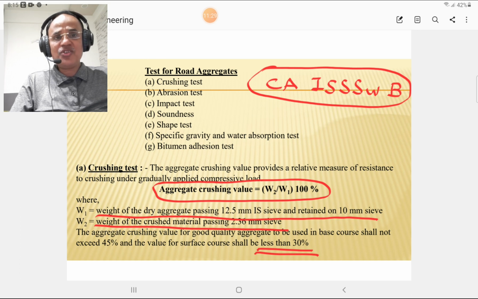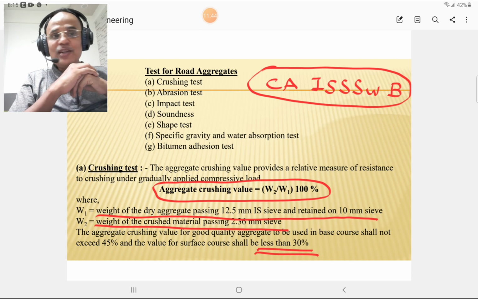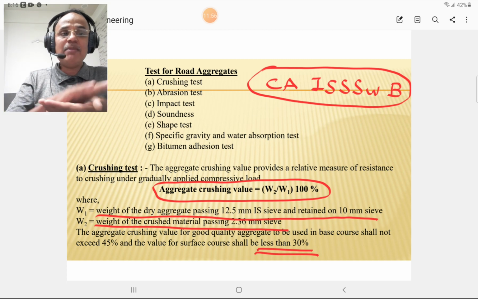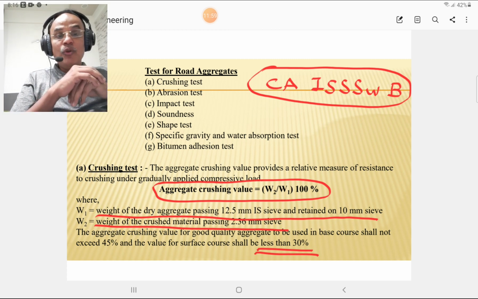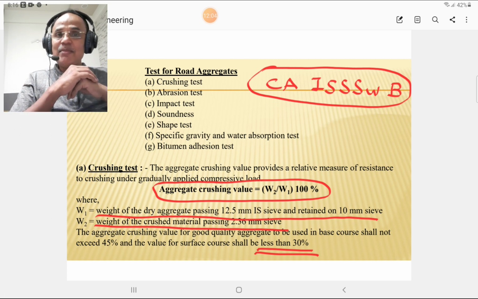What is the crushing strength? Crushing strength is a relative measure of resistance to crushing under gradually applied compressive load. It is calculated by the formula W2 divided by W1 multiplied by 100, where W1 is the weight of dry aggregate passing through 12.5 mm IS sieve and retained on 10 mm IS sieve. What is W2? Weight of crushed material or crushed aggregate passing through 2.36 mm sieve.